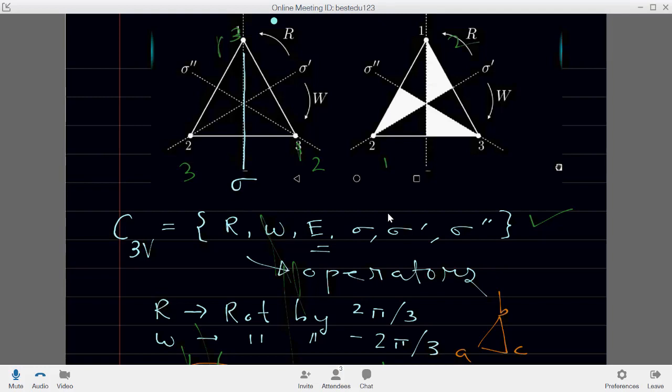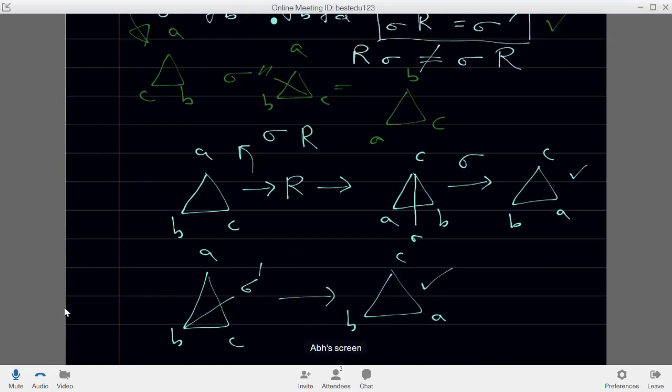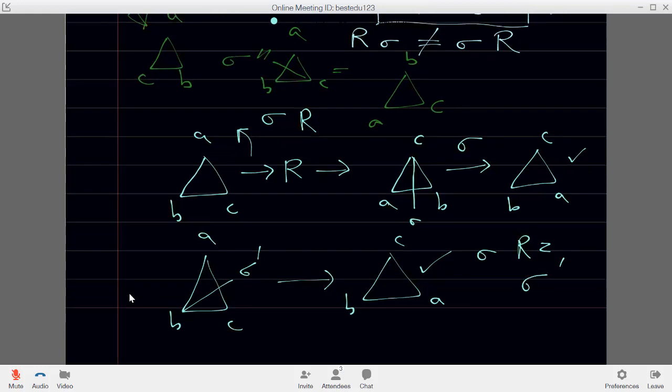Now similarly, if you do R sigma, he is saying that you will get sigma double prime. So try doing R sigma in this way. Let me do it. R will make it like this. R sigma means first you apply sigma and then R. Okay, let's try.